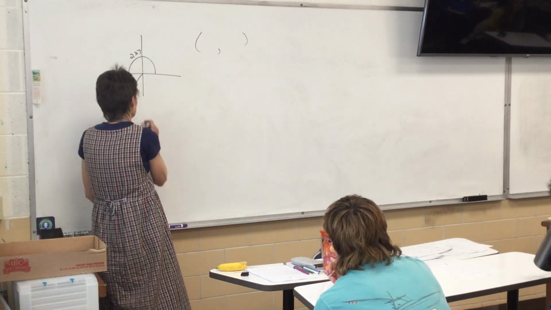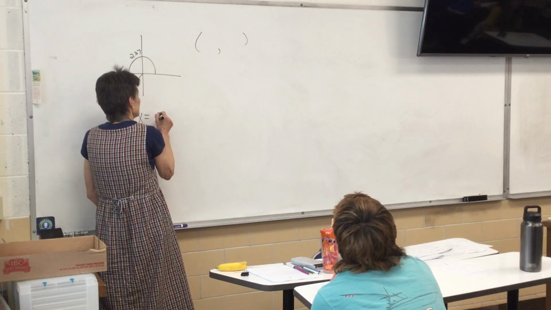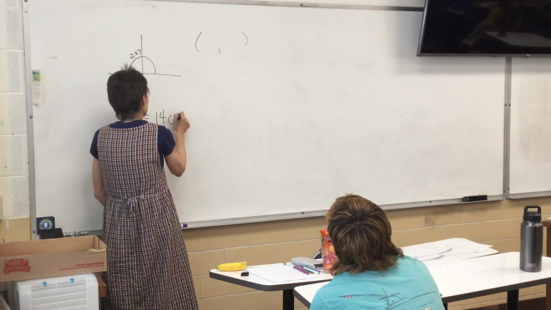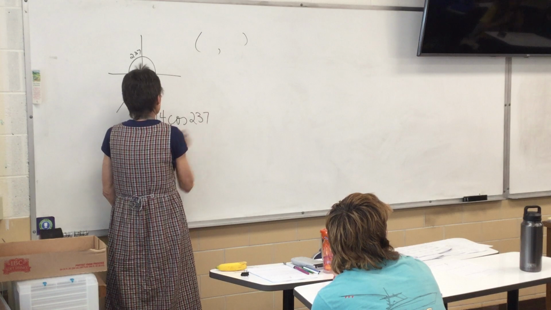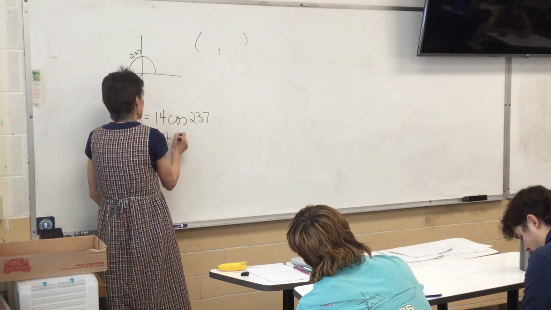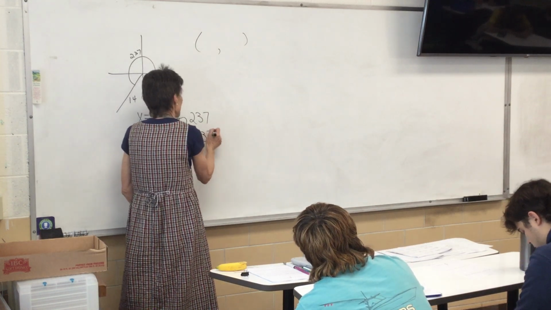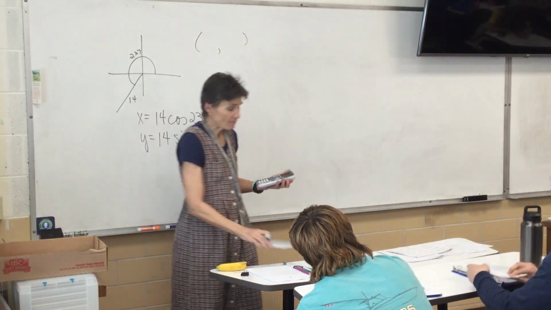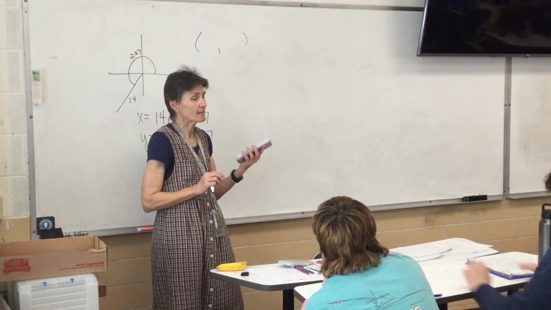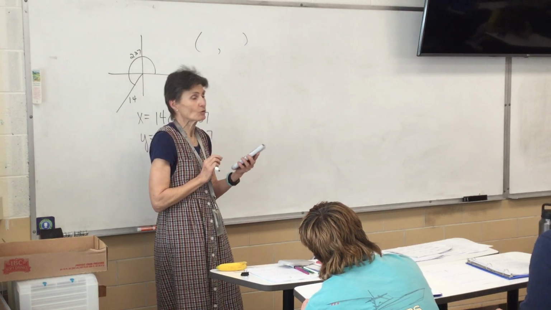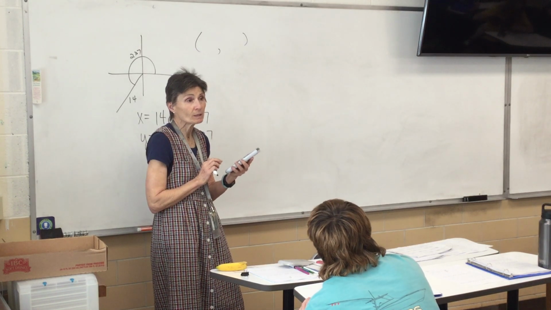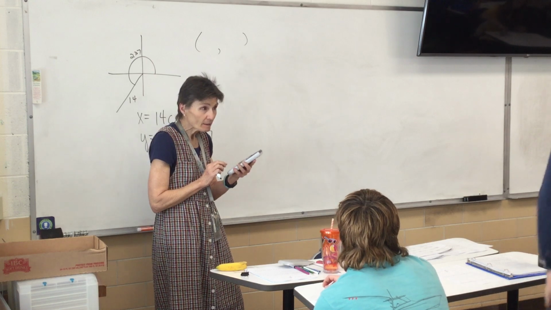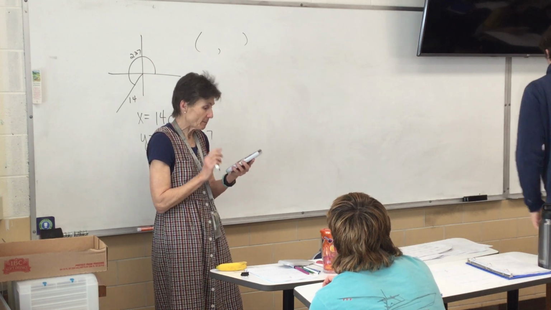X equals 14 cosine 237 and y equals 14 sine 237. That is all there is to it. Now, of course, if you're going to type this in on your trusty calculator, you have to make sure that you are in degree mode, right? Because otherwise it's not going to come out right.